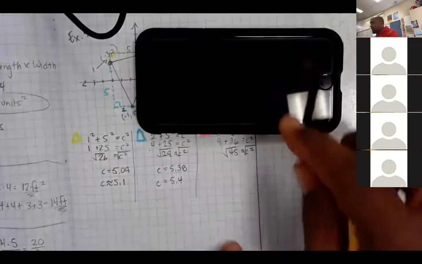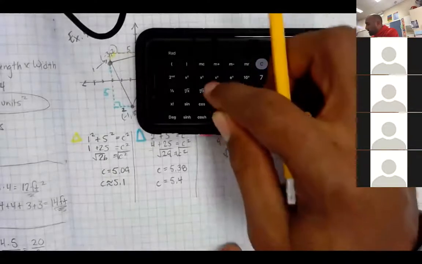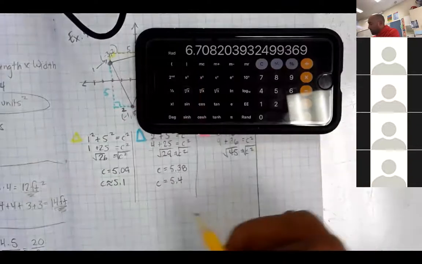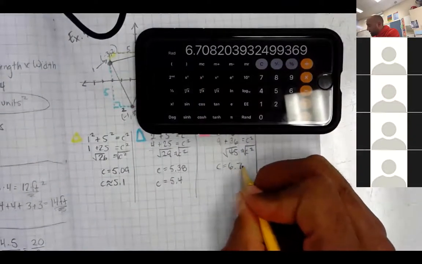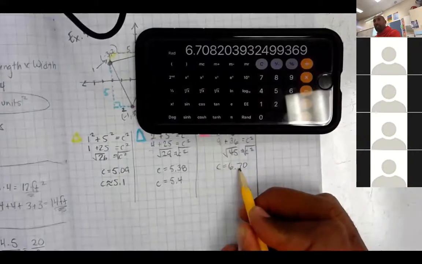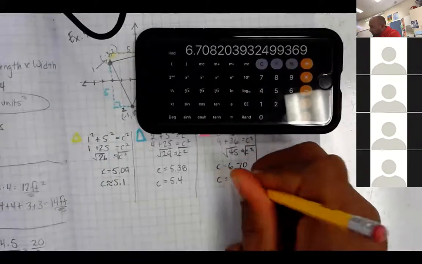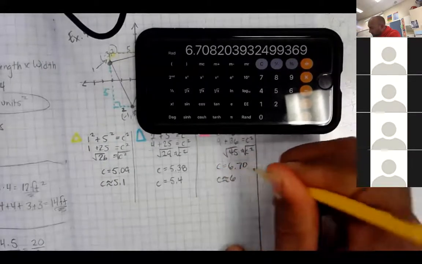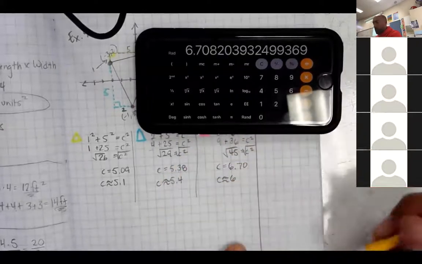And then here, do the same thing. So 45, I got to clear it out before I do it. Hit square root, and I get C equals 6.70. Now 0 doesn't do anything to the 7, because remember, it has to be 5 or more. So then you just have 6.7. Sorry, I forgot the little wavy approximation sign.